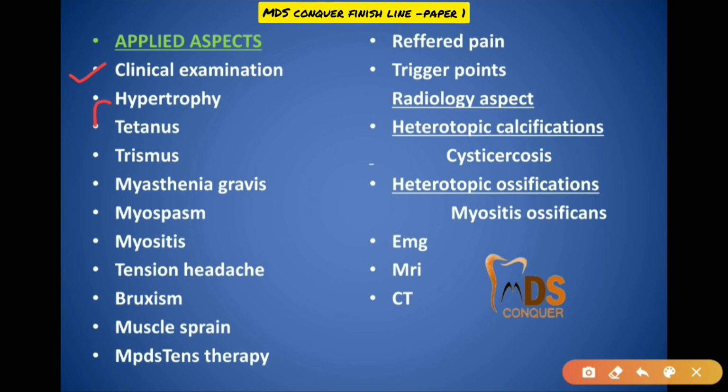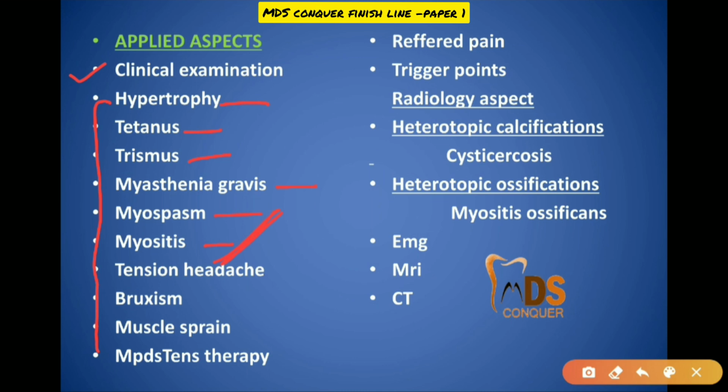And then all the other disease states: you can write about the hypertrophy of the masseter muscle, and tetanus, which involves the symptoms and signs where the muscles of mastication are involved, and trismus, which can be secondary to our LA injection. Then myasthenia gravis, which is an autoimmune disorder where you can see involvement of these muscles of mastication, myospasm, and myositis, which can be caused by forceful extraction.